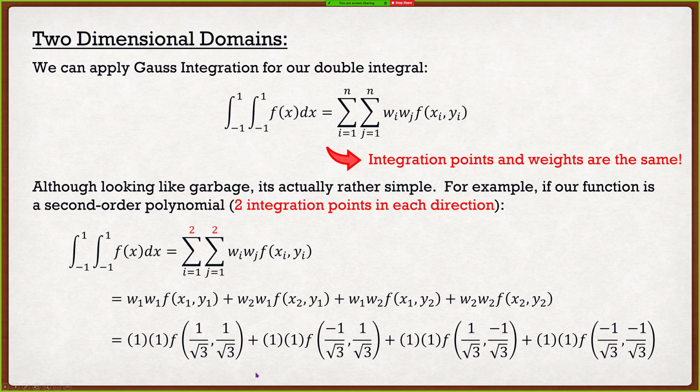As we can see, we have 1 point here, 1 point here, 1 point here, and then 1 point here. Does that make sense to you guys? Basically, the number of integration points that we need is squared if we're dealing in 2 dimensions. So if we need 2 integration points in 2 dimensions, we need 4. If we have 3 integration points in 2 dimensions, we need 9, etc., etc.